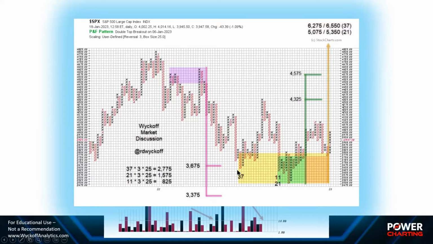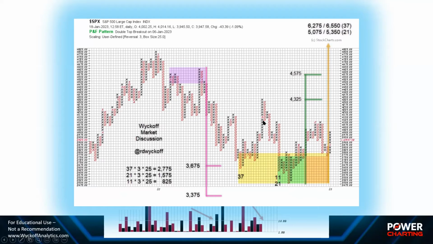I put in 3 new counts. I just threw in this redistribution count so you could see this count came to be, and look at how it stopped the decline. Now we have 3 counts at work here. This green count is the working count that we would focus on here, which encompasses that whole area that we just talked about. This is a 3-box reversal chart, 25-point scale. 4325 up to this high, 4575.